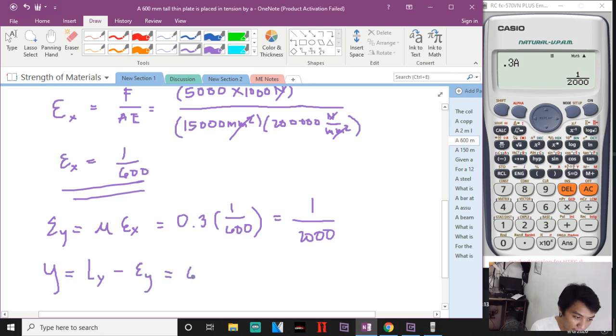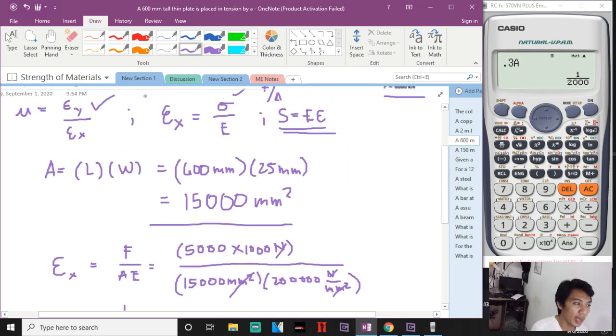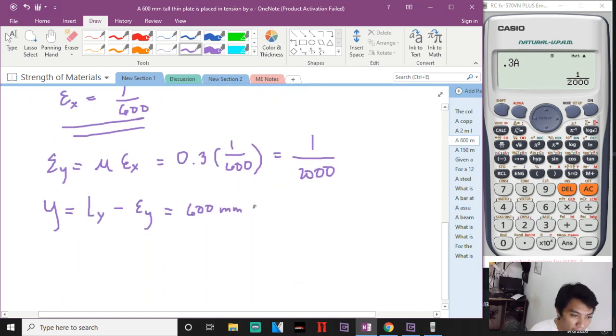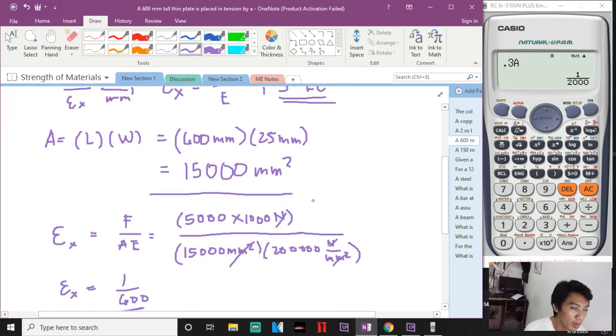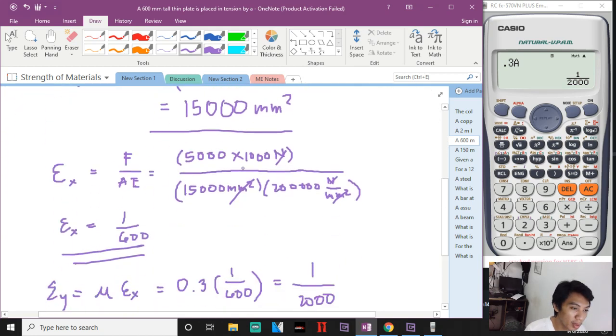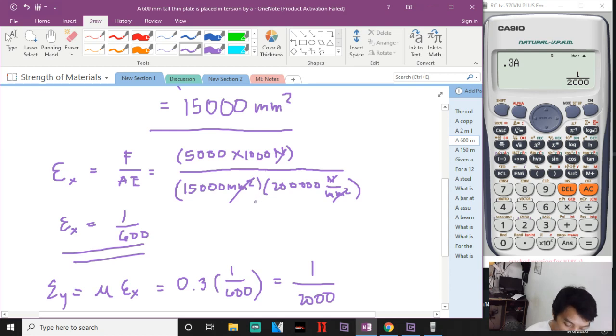Okay? So, that is 600 mm. Pwede kasing maging ganito to eh. Mm divided by mm ang Poisson ratio. Mm divided by mm. So, 600 minus 0.0. 5,000 kilonewton. Tama na, 5,000 times 1,000. So, 1 over 6, 1.66.